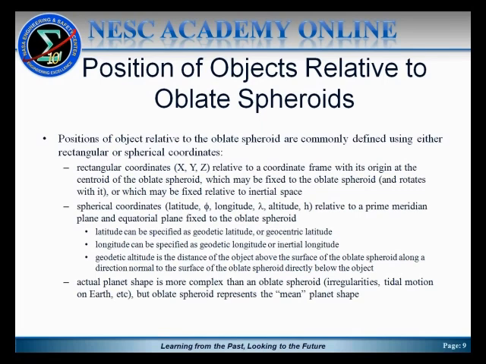The actual planet shape is obviously much more complex than just an oblate spheroid. It has irregularities, it has tidal motion, at least on Earth, and other things that prevent it from being a perfect oblate spheroid. But it represents the mean planet shape and is used in many analyses of motion over the Earth and other planets as well.